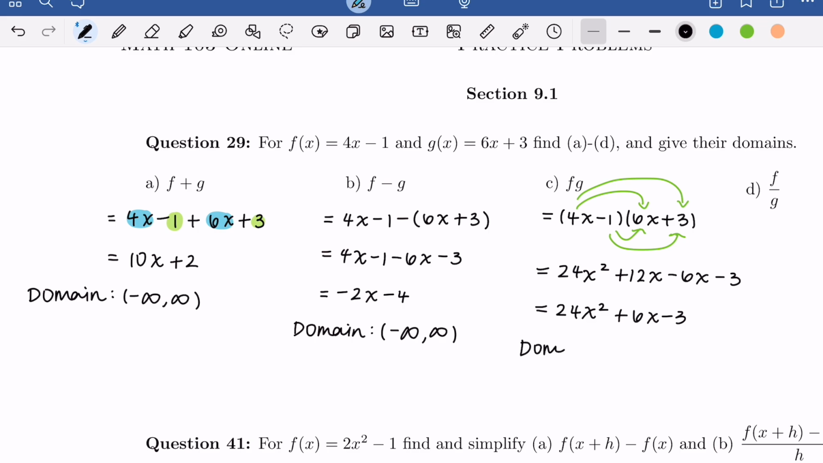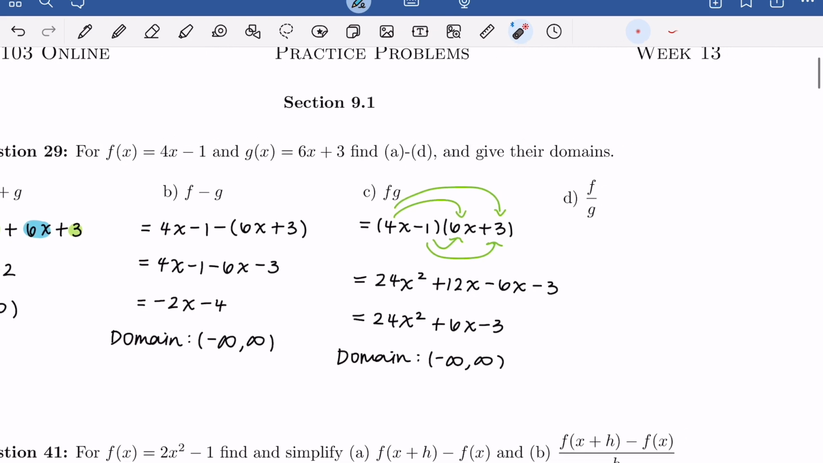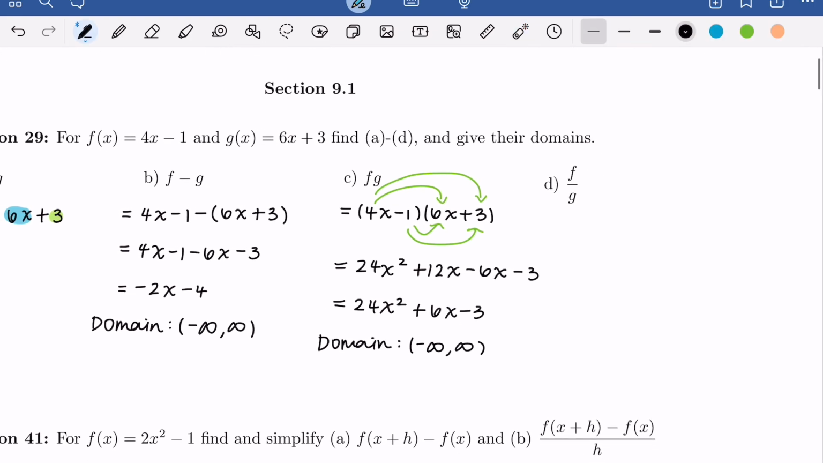Now again, we want to find the domain of this one, and again, this is going to be all real numbers. We can plug in anything for our x values here, and we're going to get a nice output value. Alright, let's look at the last one here. We're going to do f divided by g in this case. So we have 4x minus 1 divided by 6x plus 3. Now from here, we can't simplify this any further, so this would be our final answer here.